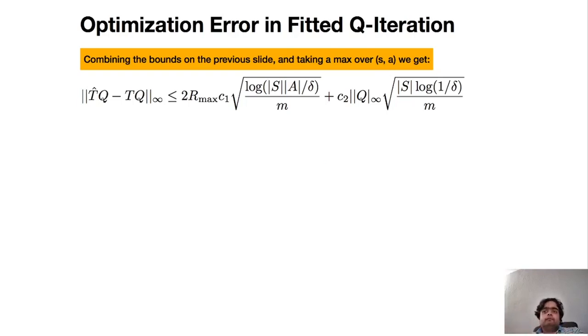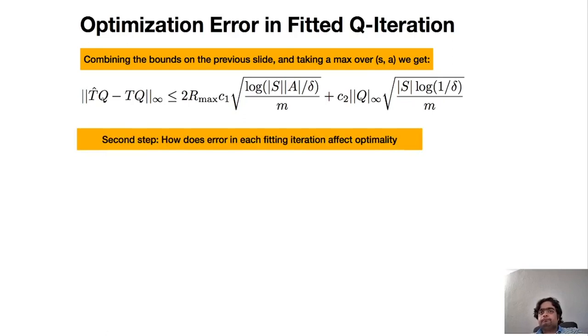We can go into more detail about how exactly this bound comes in during the lecture, but this is a standard thing in statistics or concentration inequalities. So once we have this, what we have done so far is we have bounded T hat Q against TQ.